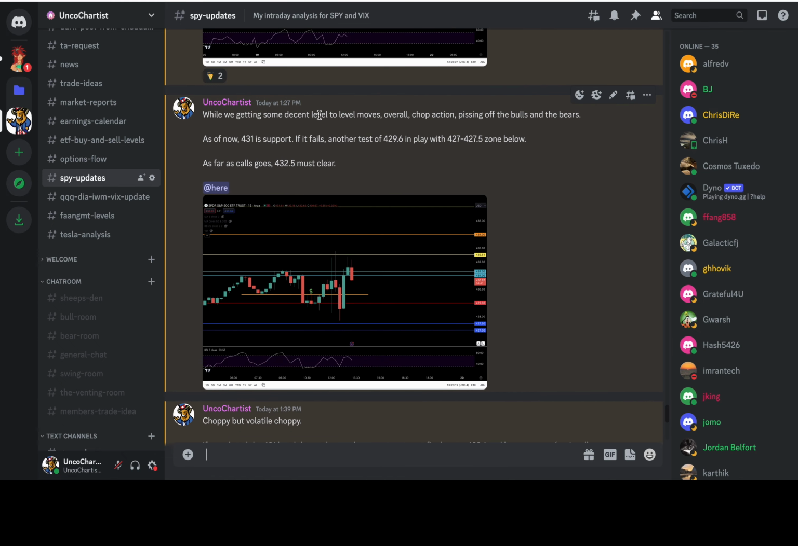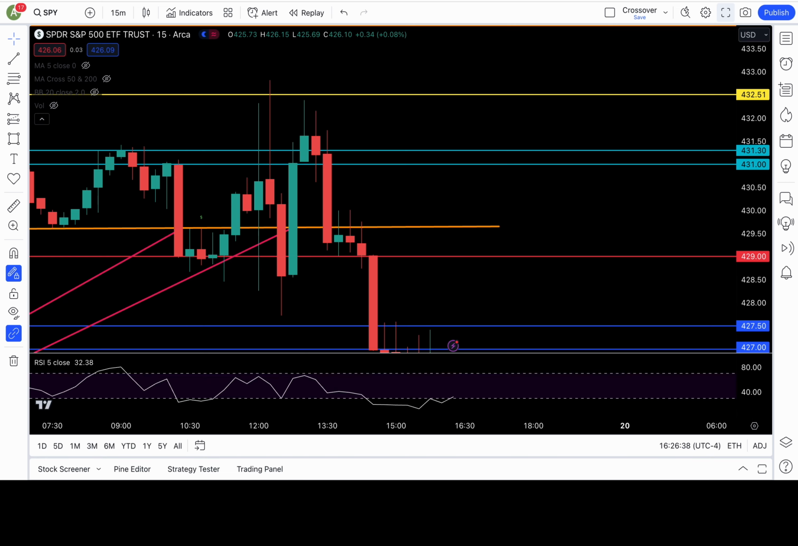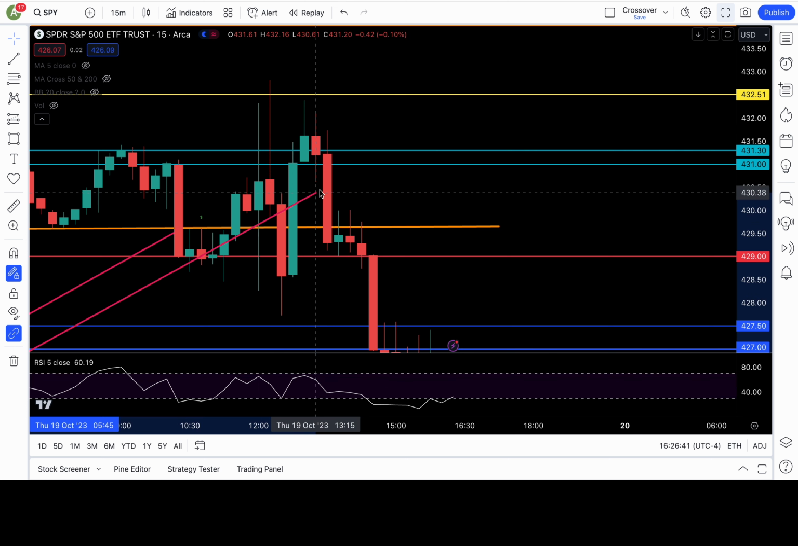Well, we got some decent level to level moves. Overall, chop action, pissing off the bulls and the bears. As of now, 431 is support. If it fails, another test of 429.6 is in play with 427 to the 427.5 zone below. And holy moly, look at that breakdown.